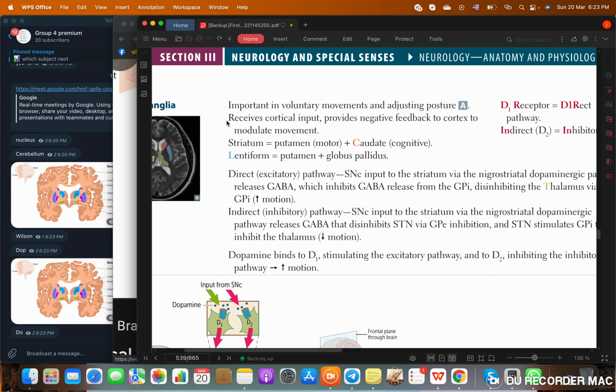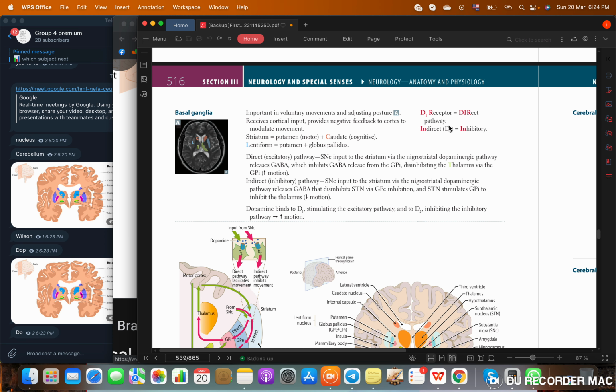So let's take a look here. They write: receives cortical input, provides negative feedback to the cortex to modulate the movement. For example, yes, I have moved, stop firing. That's what it means. Basically, the basal ganglia and your cortex can speak.